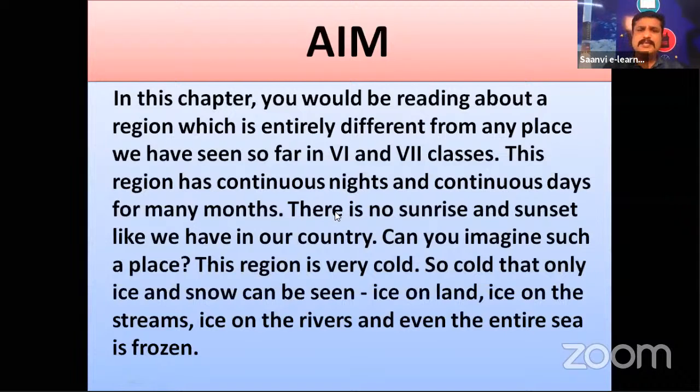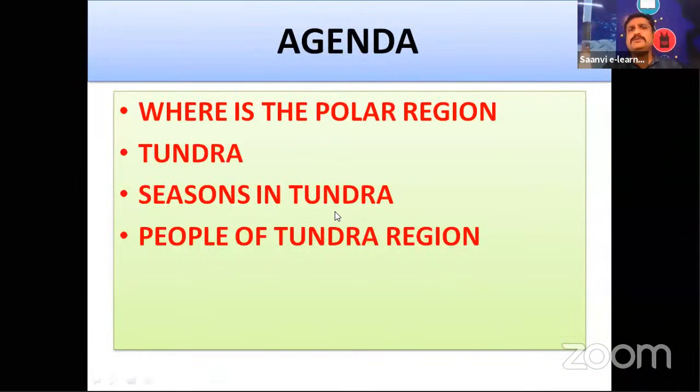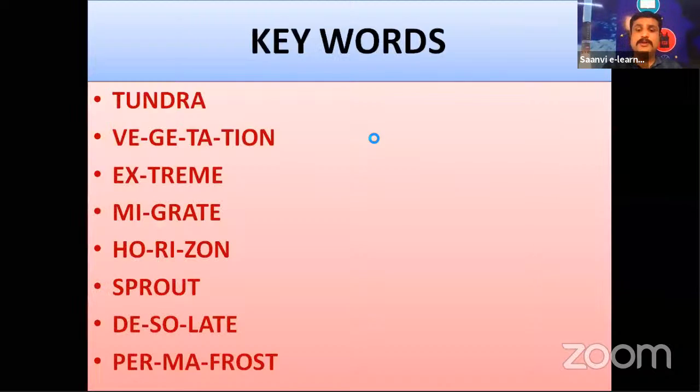Today we are going to discuss where the polar region is. And one more term you have here, tundra. Tundra means cold, another term for a cold region. It is especially the northern pole, the Arctic circle. We will also discuss the seasons in tundra, what different seasons we have in tundra, and the people of the tundra region, the different people who are living there. These are the topics we are going to discuss today.